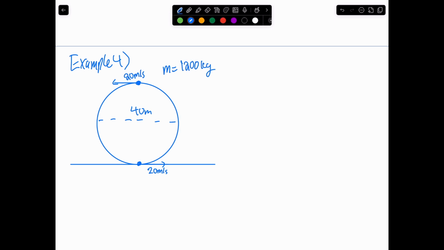And the question is, at the top and bottom of the loop, find the normal force.